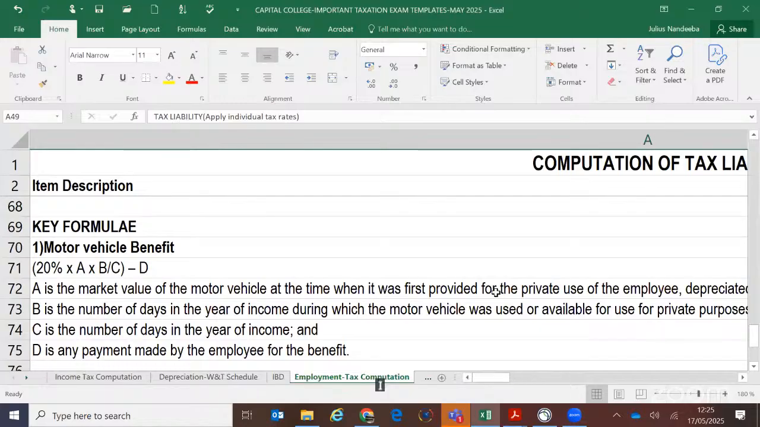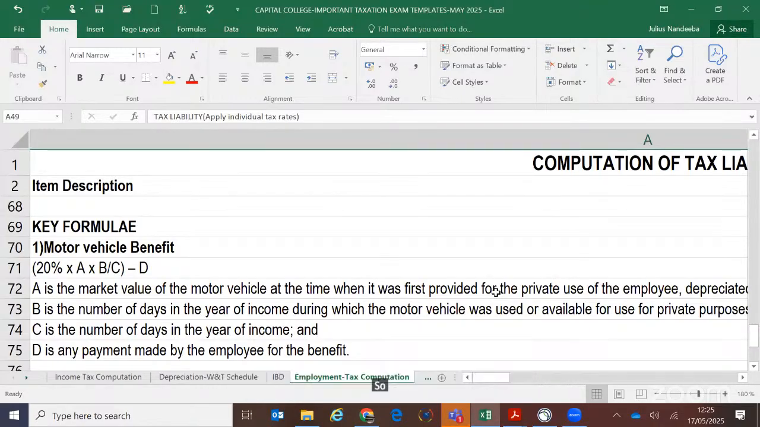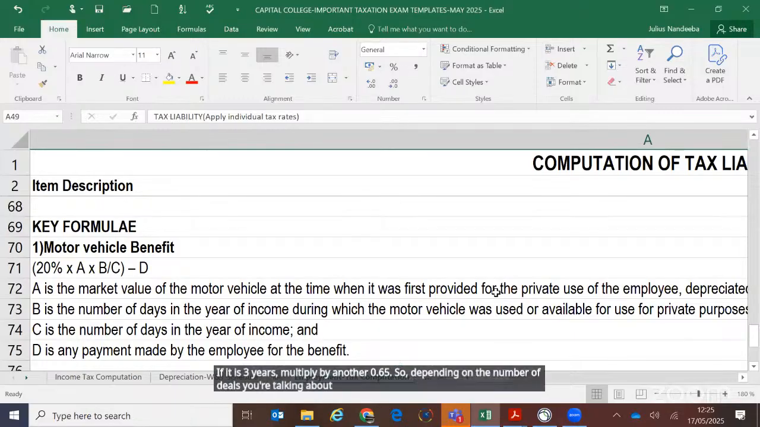I am not like a student who first calculates the depreciation and then gets the cost, removes the depreciation, and then gets the net book value. You don't have that time. So the shortcut is first know how many years you're depreciating it, and then get the original cost, multiply by 0.65 if it is 1 year, multiply by another 0.65 if it is 2 years, if it is 3 years, multiply by another 0.65, depending on the number of years. And the result you will be getting is the final answer as net book value.